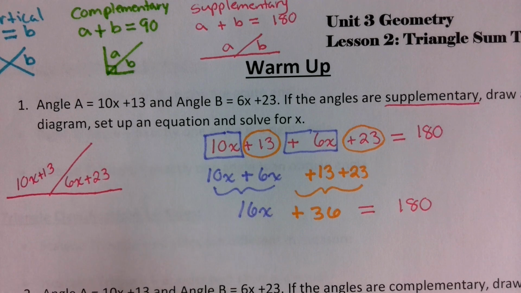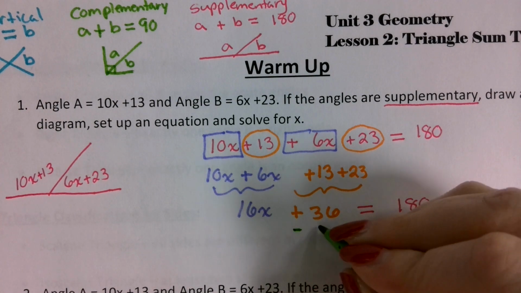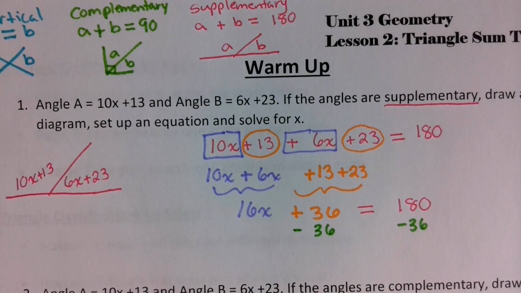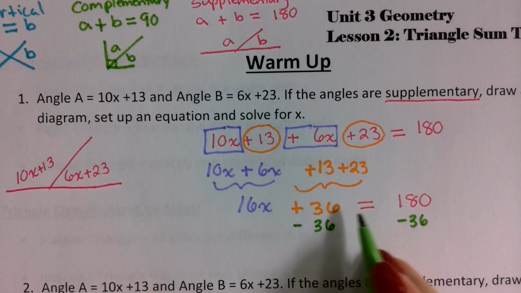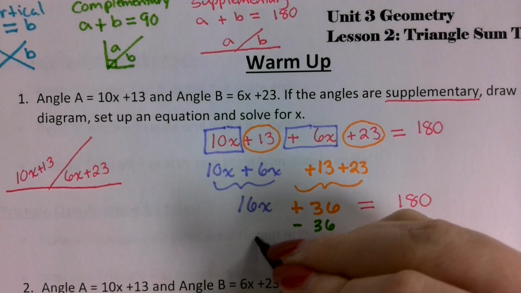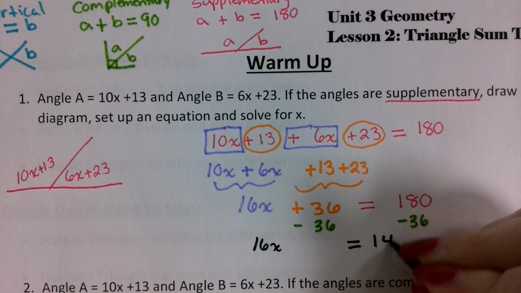It's now just a two-step equation for us to solve. Who can remember what the first inverse operation is? Angel? Very good. We're going to subtract 36 from both sides first. Remember, inverse operations means we are doing opposite operations in order to get x by itself. So we subtracted 36 from both sides. That gives us 16x is now equal to 144.